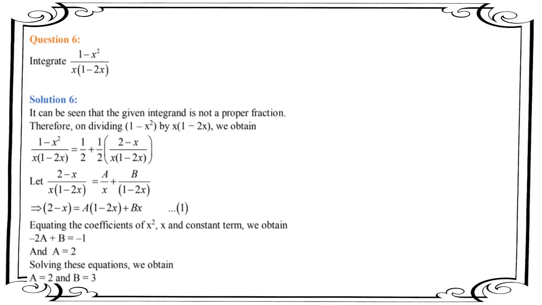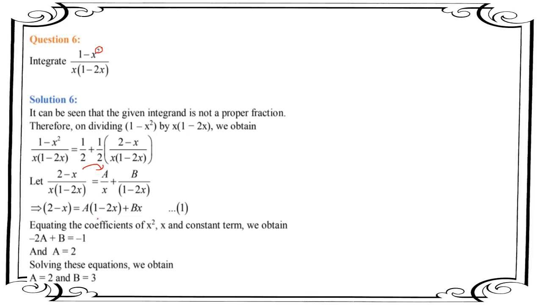Now we have this type of integrand. Here it is not a proper fraction. Why? Because here we have a square, and when we open this bracket, here also we will have a square. So it is not a proper fraction. First of all, by the division method, we will convert it into a proper fraction and we will get this, right. Now this can be split as this: a upon x plus b upon 1 minus 2x, right.